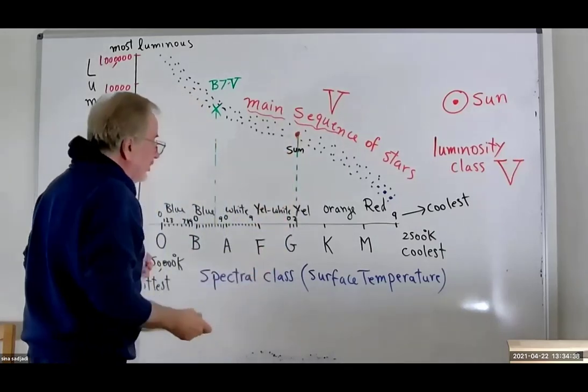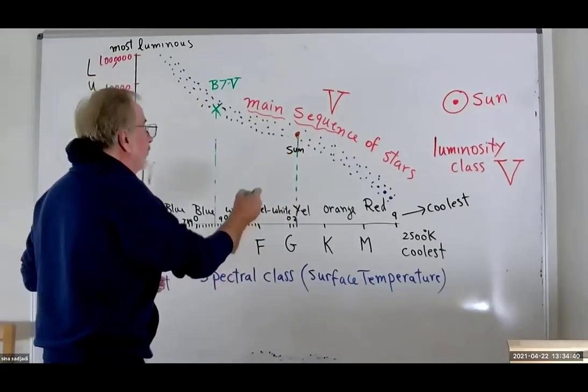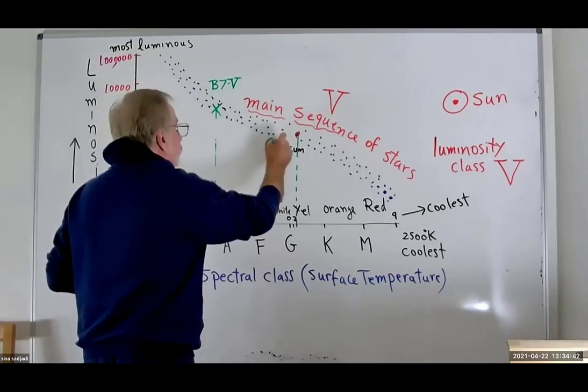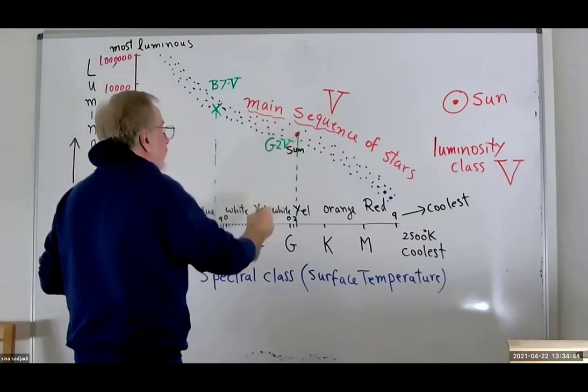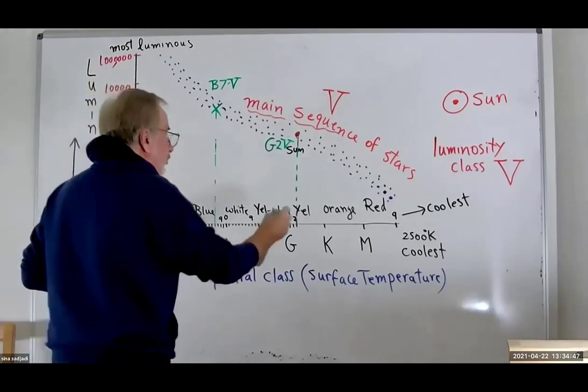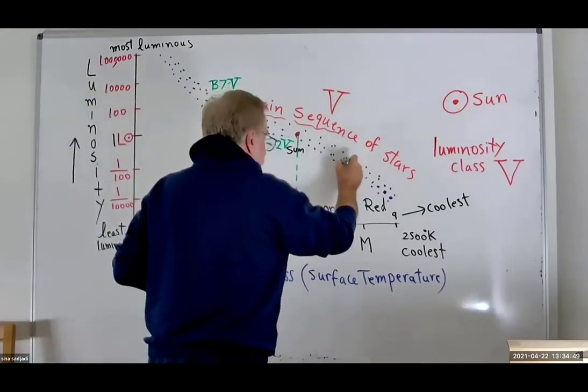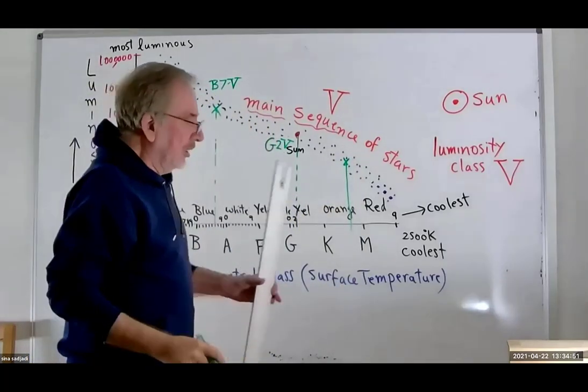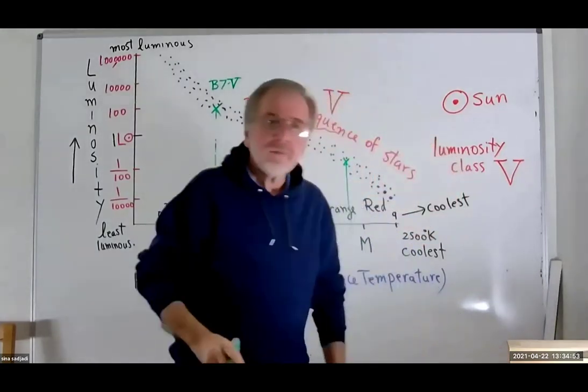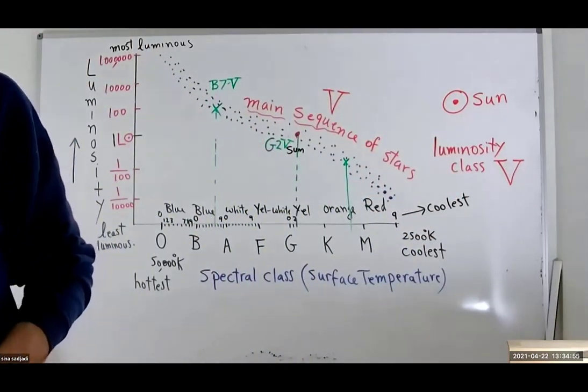So the sun is a G2V. That's the sun. So what about this guy here? What is that guy? So you can classify that guy.